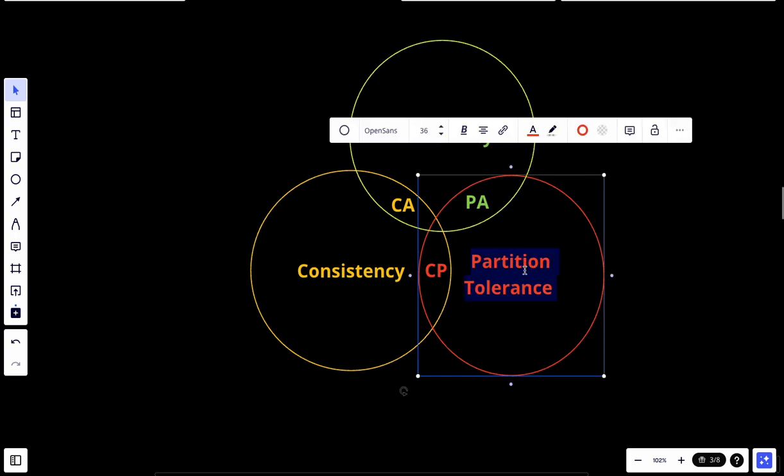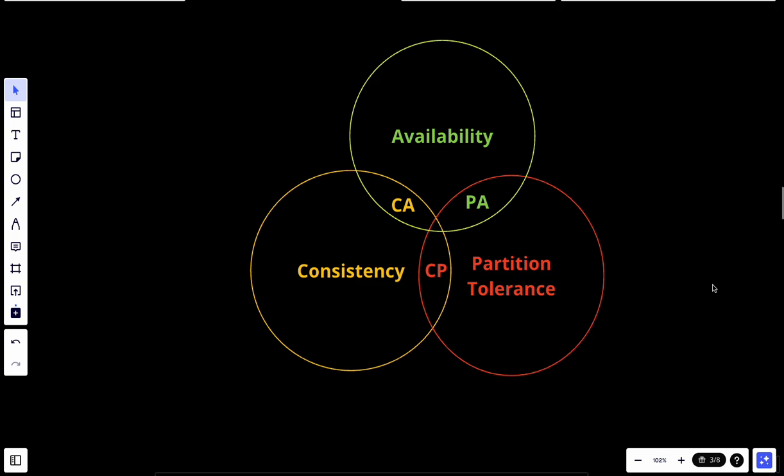And now we have partition tolerance. With partition tolerance, the system can continue to operate even in the presence of network partitions or communication failures between nodes. Network partitions can cause some nodes to become unreachable or isolated from the rest of the network.